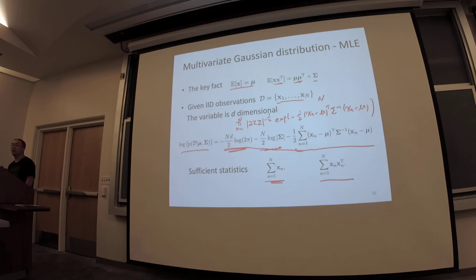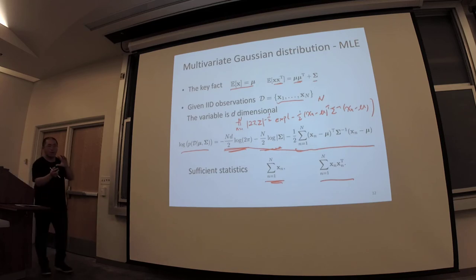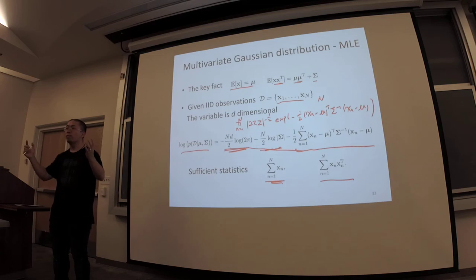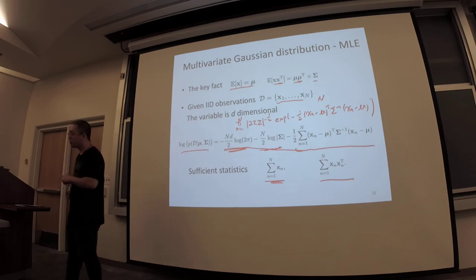Someone mentioned that earlier, right? So basically, what are sufficient statistics? They can be considered a summary of your data. So you do not need to store the whole data. As long as you have sufficient statistics, you can use them to recover the distribution.